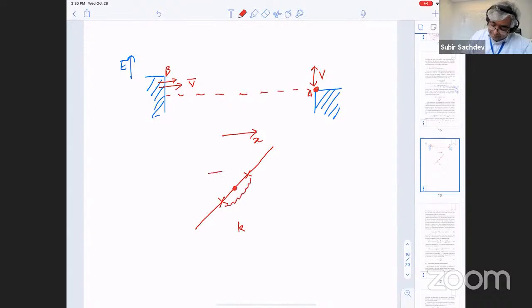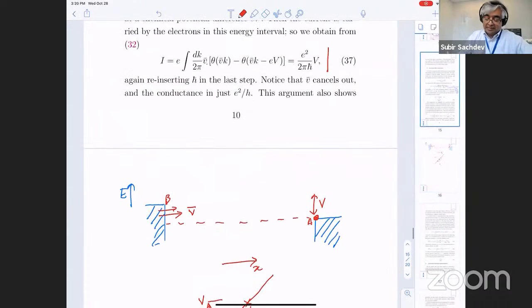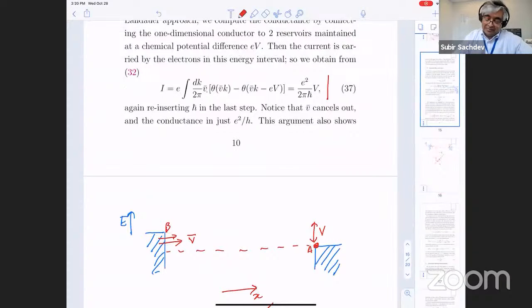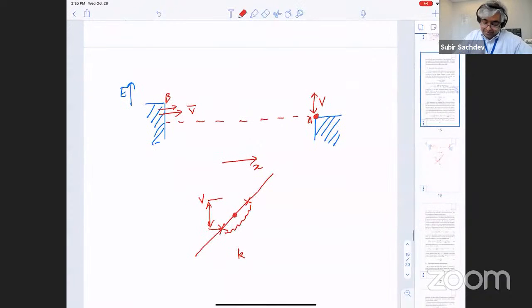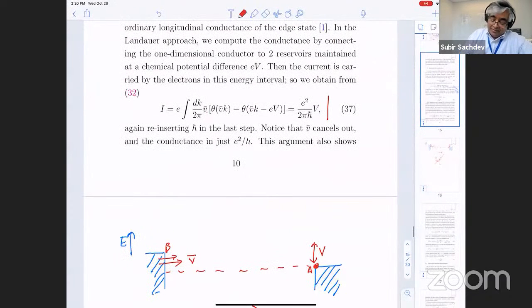So this distance is V, okay. And from here to here is V. So that's exactly right here. This is non-zero in this interval when V bar K is greater than 0 but less than EV. Well, if you do this integral, again, the V bar cancels out, and you get precisely the Landauer value for a conductance of a perfect wire. It's E squared over H.